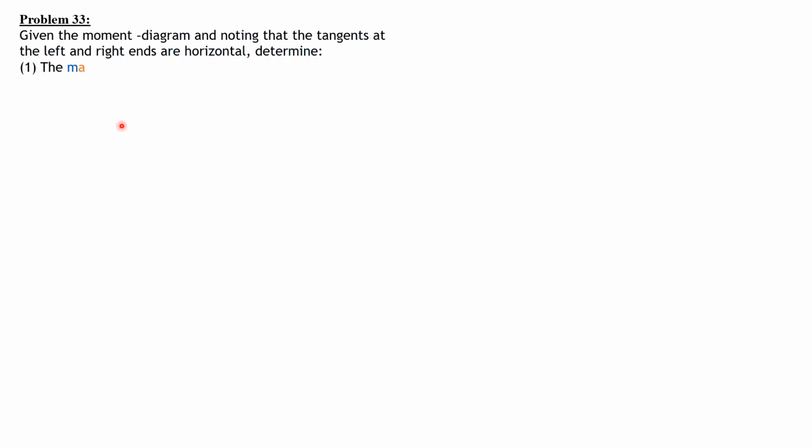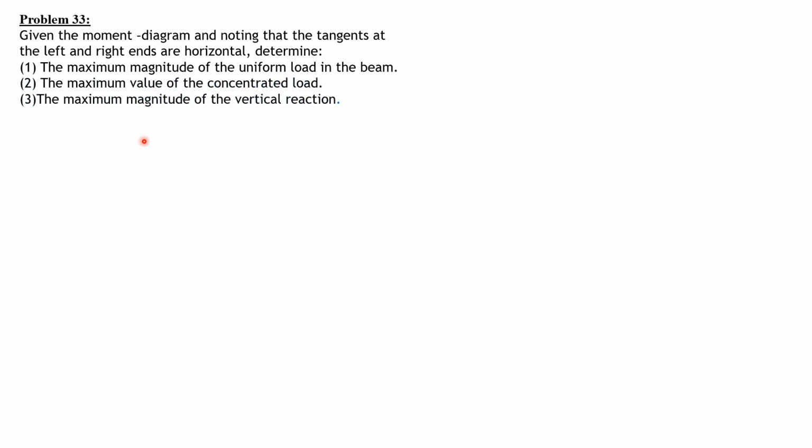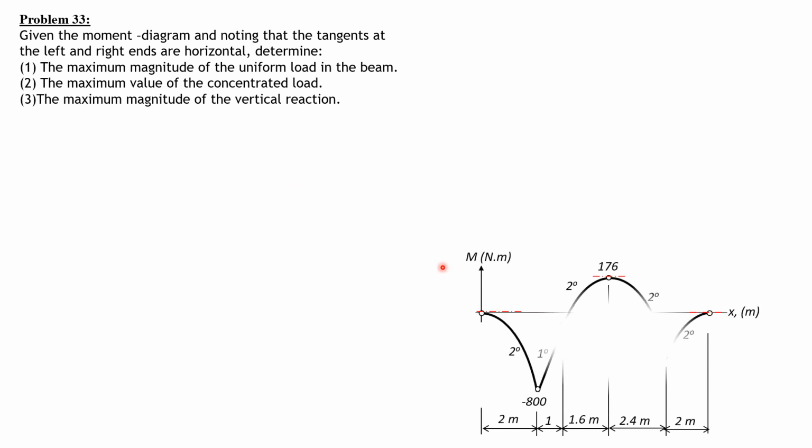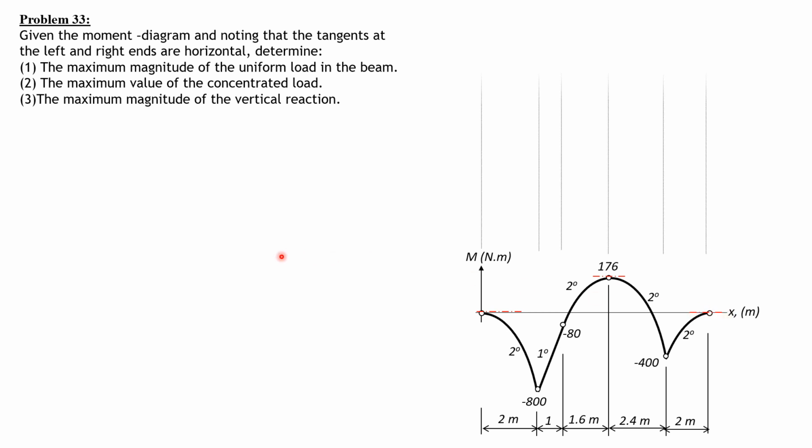Given the moment diagram, and noting that the tangents at the left and right ends are horizontal, determine the maximum magnitude of the uniform load in the beam, the maximum value of the concentrated load, and the maximum magnitude of the vertical reaction. So this is the given moment curve. Take note that we have horizontal tangents at the origin, at this highest point here, and at this point here. So let's prepare the shear diagram and the load diagram.